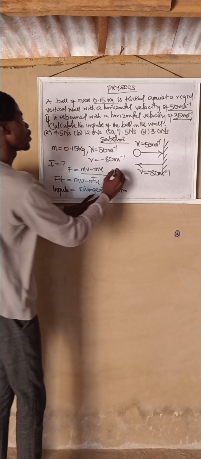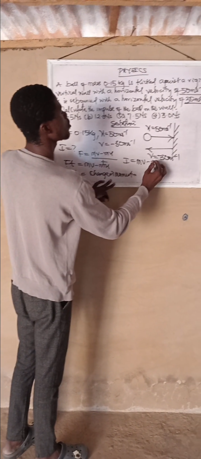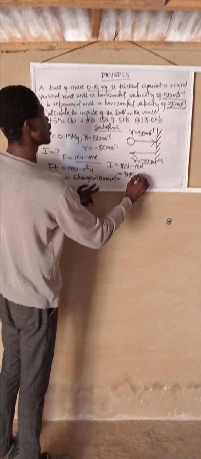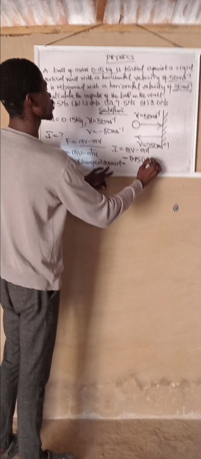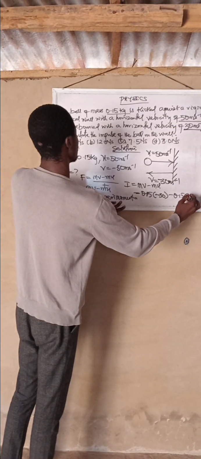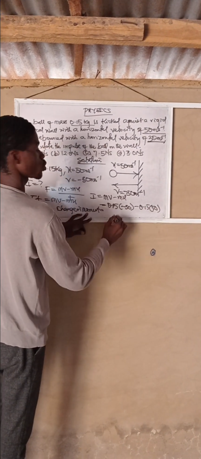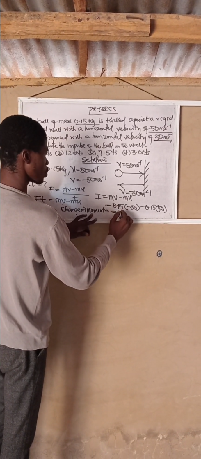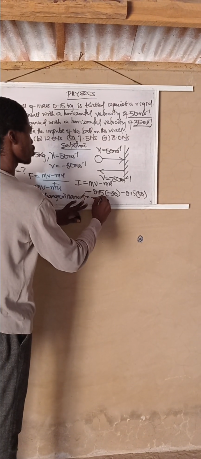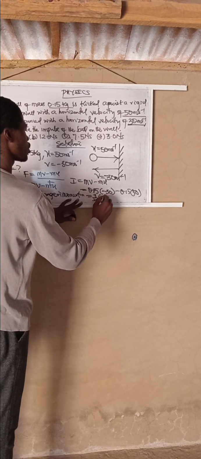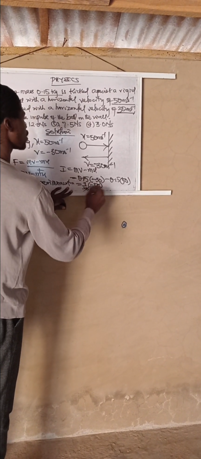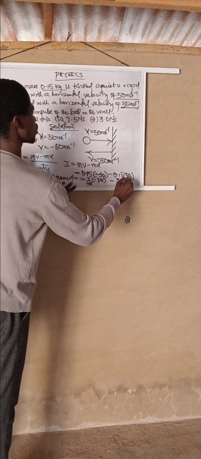So now let's apply the formula. The impulse will now be mv minus mu. Now what is our m? Our m is 0.15, then times the final velocity, which is minus 30. Then minus 0.15 times u, which is 50. So 0.15 simply means 3 over 20. So this is 3 over 20 times minus 30. The 0 cancels the 0 here. Then minus 3 over 20 times 50.